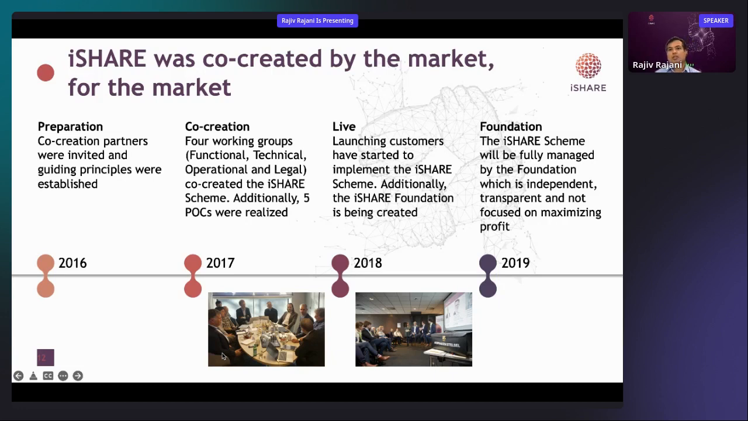At the same time, the iShare Foundation was being created, and in 2019, the iShare Foundation completely took over the responsibility of managing the iShare framework document. And since then it has been operating the framework and is responsible for adoption of the iShare framework, and explaining to other participants what benefits it brings when it is implemented, how the trust framework allows you to share data and reduce the bilateral agreements that you enter into.